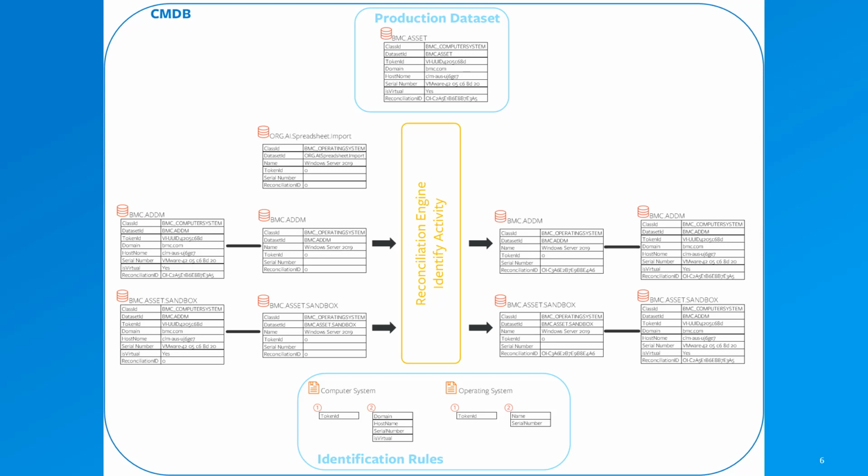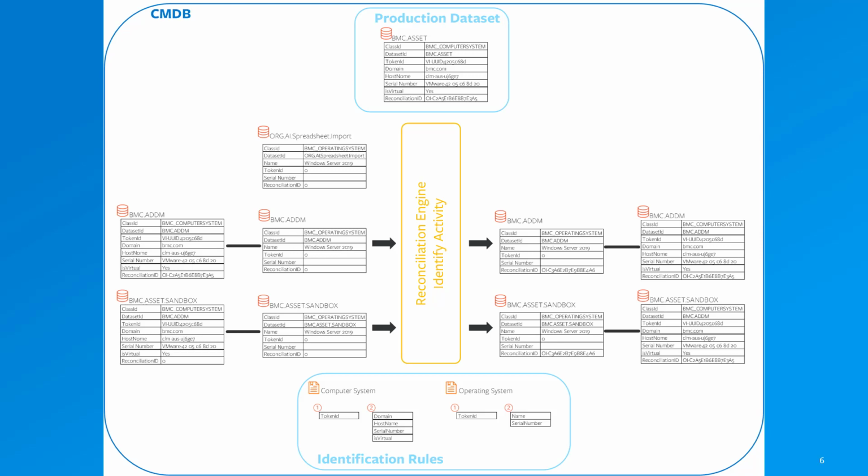The next scenario is from the BMC Asset Sandbox dataset. This record was created by asset users who manually created the CI. Since it has not been reconciled yet, it does not have a reconciliation ID. In this example, the operating system CI was imported along with its parent computer system CI. It also does not have a token ID, which is used by Discovery, and does not have a truly unique name or serial number, although the parent computer system does have these values.